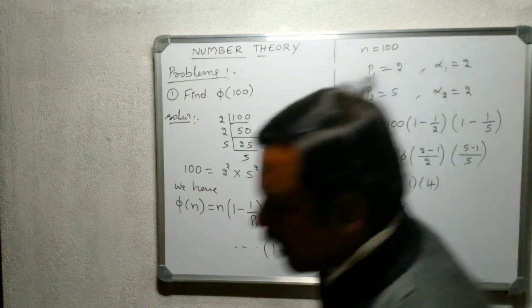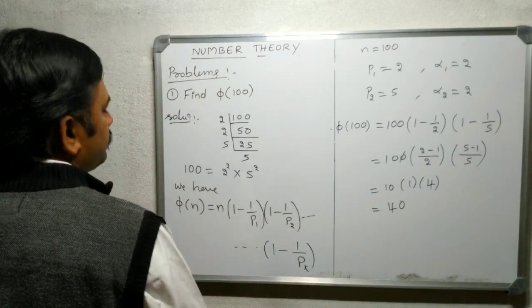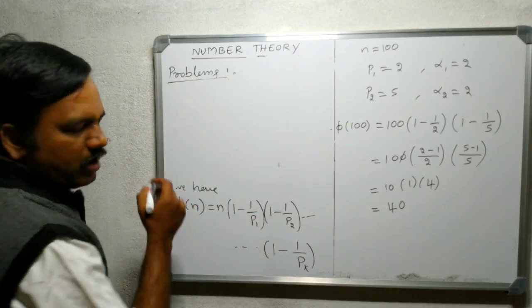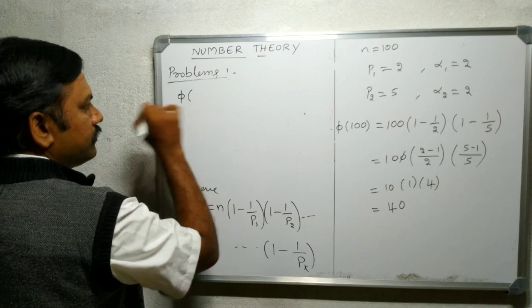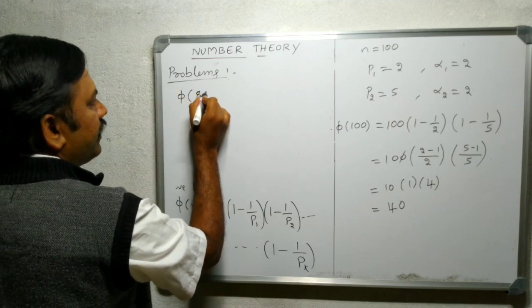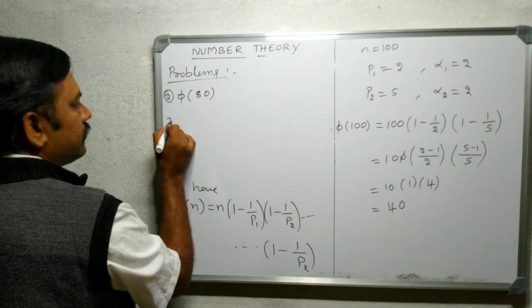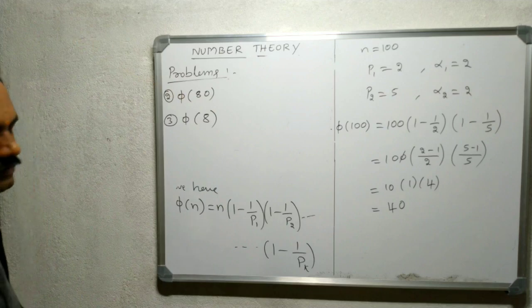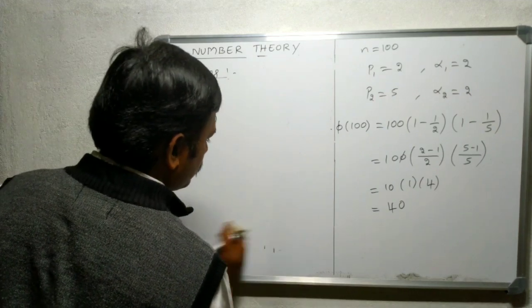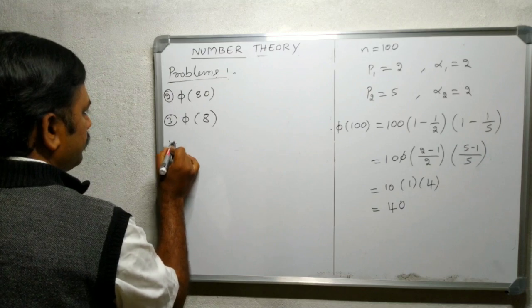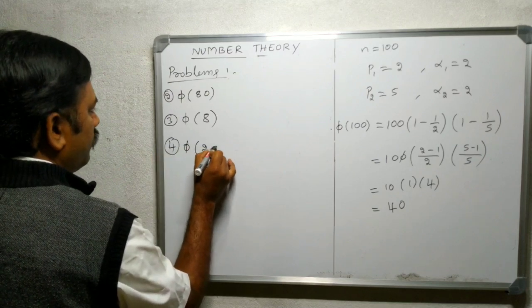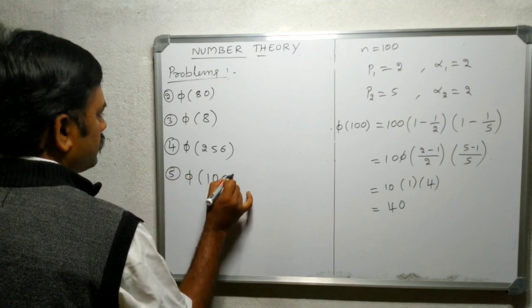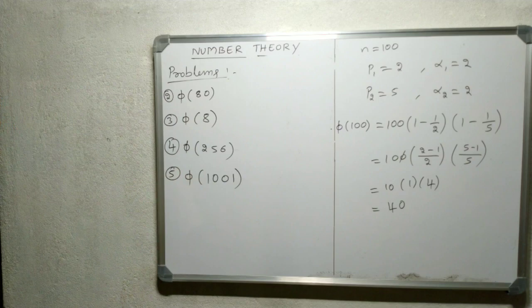Is it clear? Okay. Next problem is find phi of 80, phi of 8, and fourth one phi of 256, phi of 1001. Take these problems as homework.